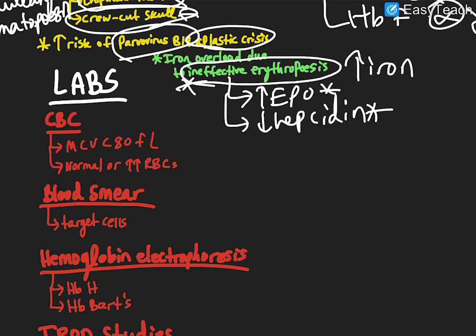All right. So in our labs, what do we see? So if we do a CBC, right? Remember, this is alpha thalassemia. You have a reduction in alpha chains. So you can expect your hemoglobin to be lower than normal, right, in your red blood cells. So you can expect your red blood cells to be microcytic. So mean corpuscular volume of less than 80 femtoliters classifies thalassemia as a microcytic anemia. All right. And you may have normal or even elevated red blood cells.